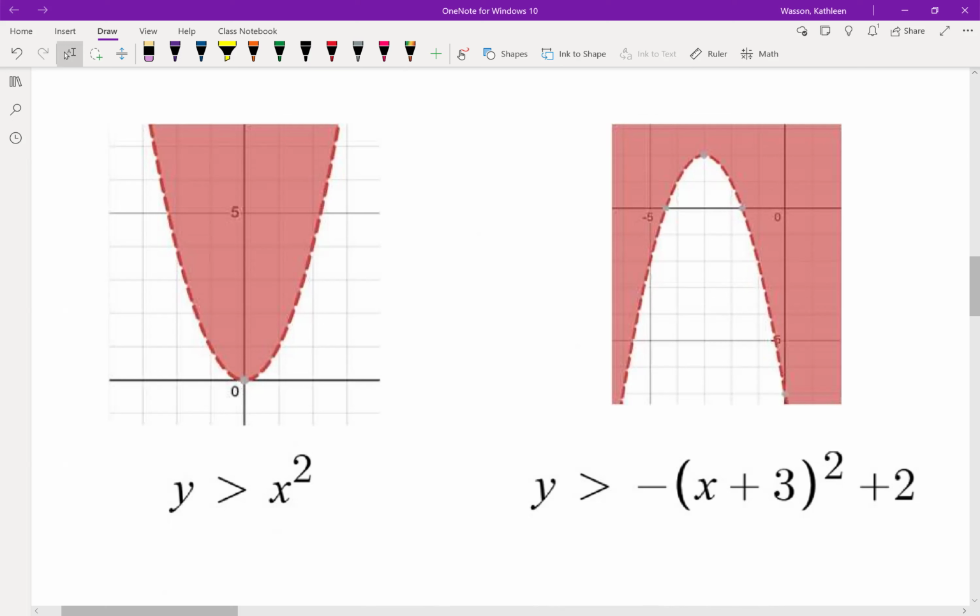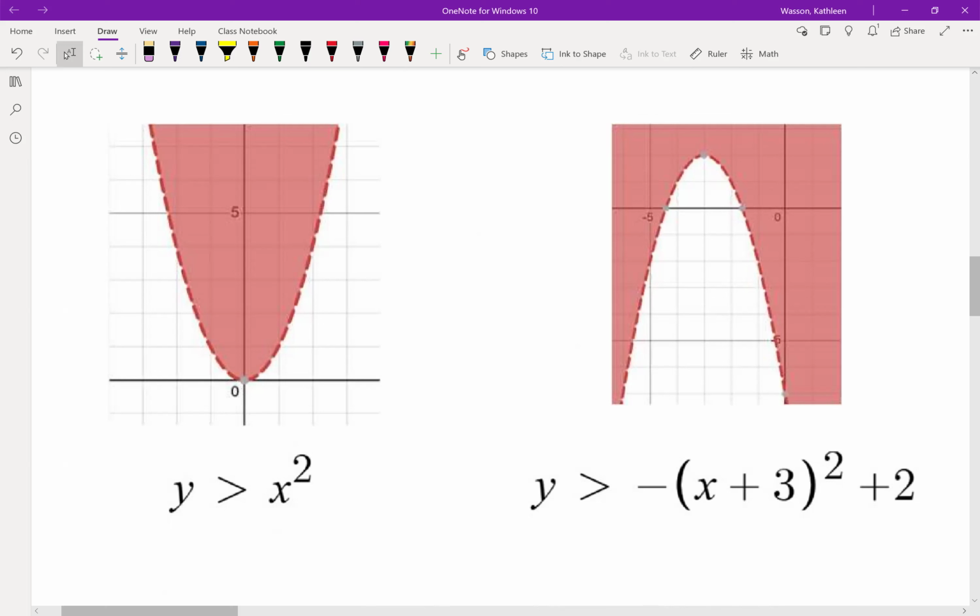Instead, we'll use a test point. I want you to use a test point even if you feel strongly that you know exactly where to shade it. The reason is you may have graphed your inequality wrong. So pick a point that's not on the curve. And if your test point solution is a complete surprise, then make sure that you graphed the right quadratic. Make sure the parabola is correct.